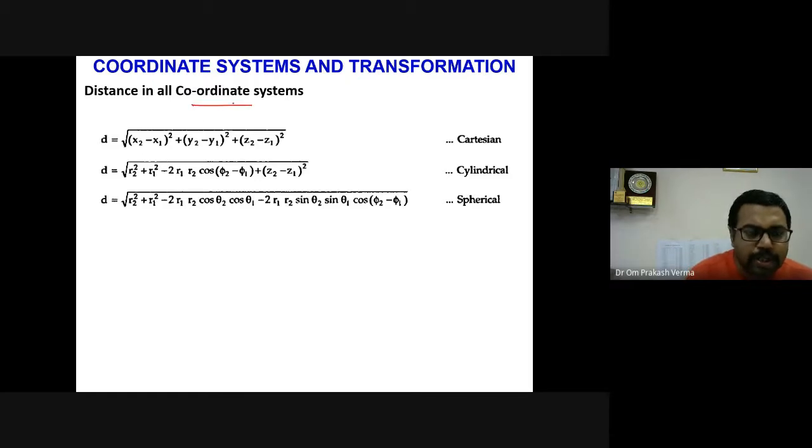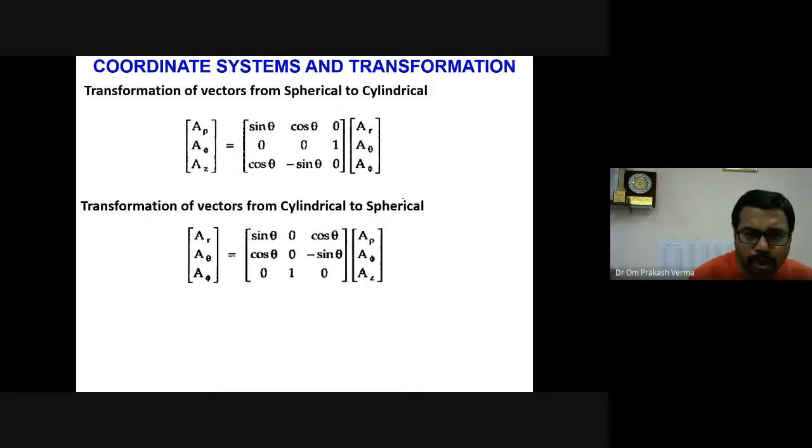The distance in all coordinates, you can solve. d is equal to nothing but the square root of x2 minus x1 whole square, plus y2 minus y1 whole square, plus z2 minus z1 whole square. So this is the Cartesian rectangular coordinate system. If you want to calculate in the cylindrical coordinate system, then you may apply this equation, r2 square plus r1 square minus 2 r1 r2 cos of phi2 minus phi1, plus z2 minus z1 whole square. Right? And in the case of the spherical coordinate system, you may apply this. So just remember this equation and you can solve. If you want to convert from spherical to cylindrical or cylindrical to spherical, you may apply this equation. The derivation is also given in the book, but I think there is no requirement of this.